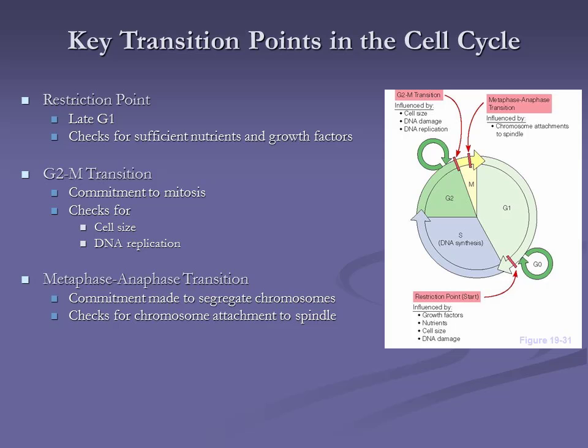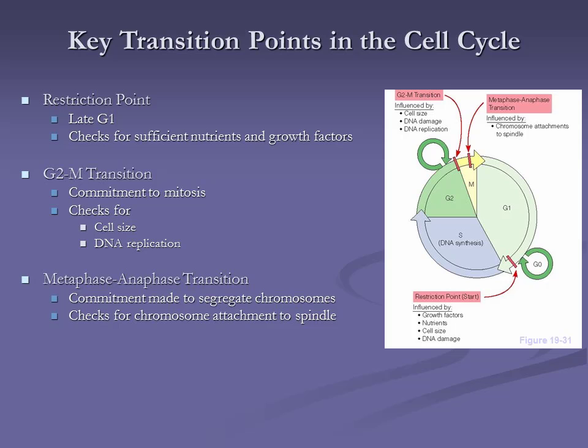from G2 to M, okay, are we big enough? Have we replicated our DNA appropriately, and is there any DNA damage? You see the common theme? Is the DNA damaged? Is the DNA damaged? If the DNA is damaged, you're not going to divide. You're not going to make another messed up cell.